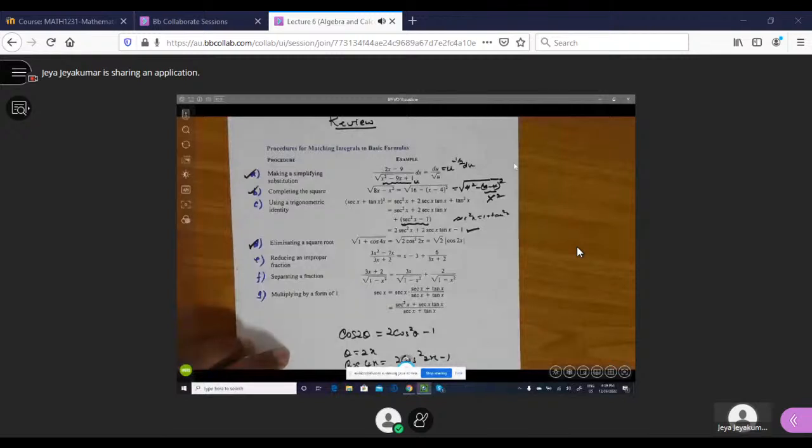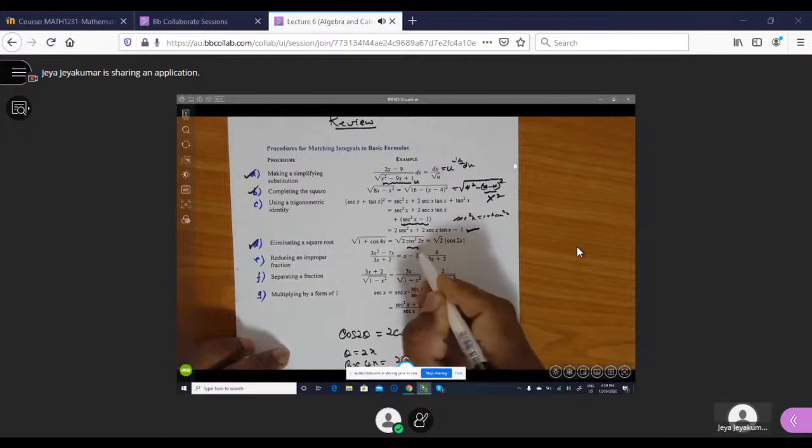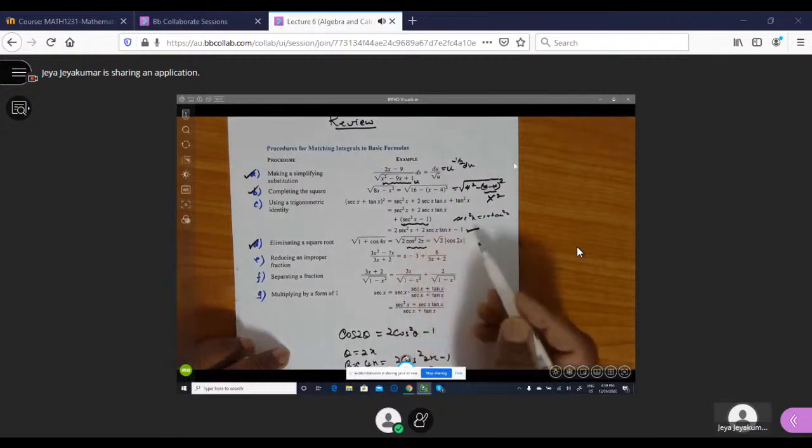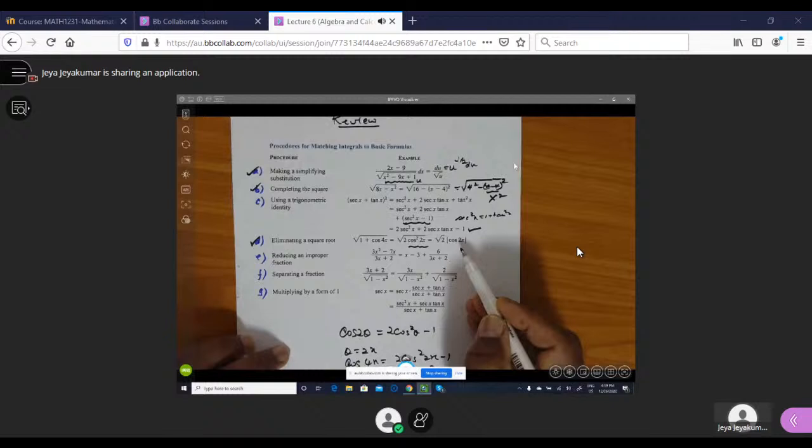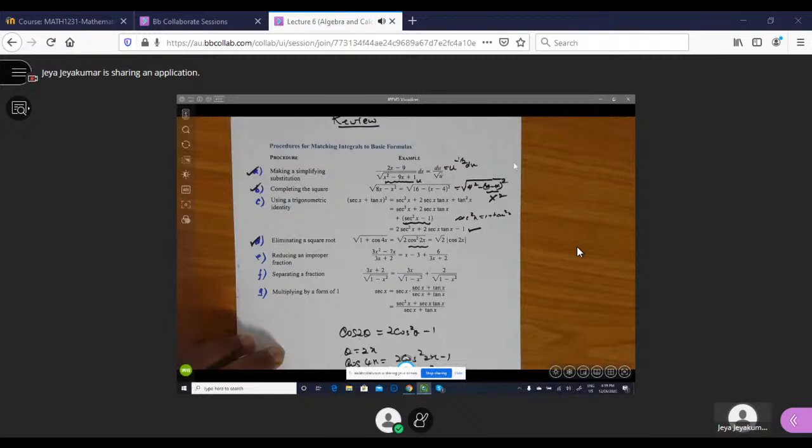So we can write this 1 plus cosine 4x as 2 cosine squared 2x, right? So that gives you here. And then you take the square root, root 2 times absolute value of cosine 2x. Then you can use the table of integrals to evaluate the integral. Okay, so again, here we are using an identity. The double angle formula is used to simplify.